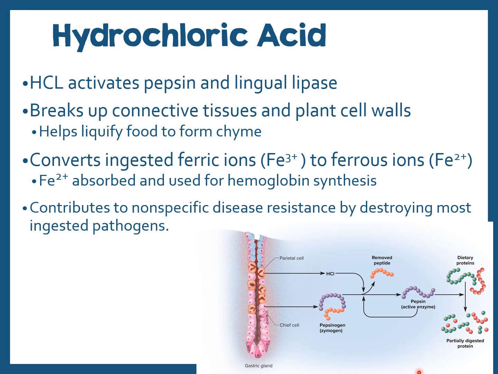Hydrochloric acid is also going to break up the connective tissue of plant cell walls, and it's going to help liquefy food, form that chyme. And then if we ingest any ferric ions, like if you eat red meat, that ferric ion will get converted to ferrous, and ferrous can then be absorbed and used for hemoglobin synthesis. So hydrochloric acid can also contribute to nonspecific disease resistance because it will destroy a lot of ingested pathogens. So there's a lot of innate immunity from this hydrochloric acid.